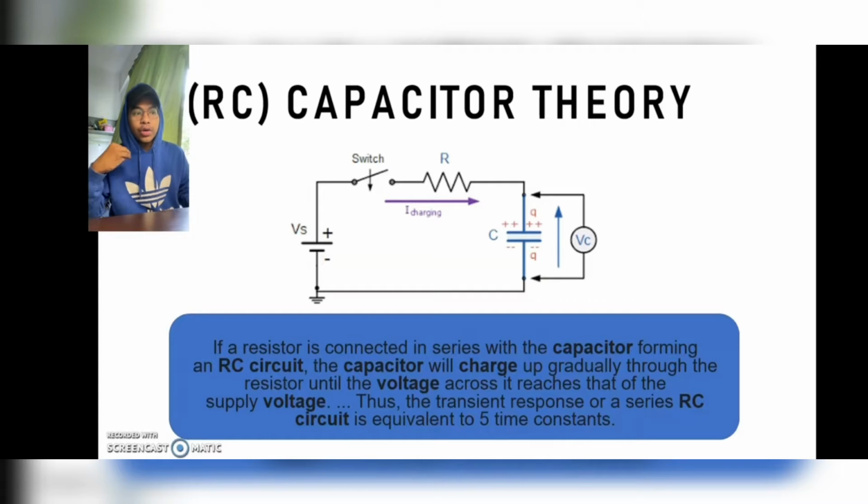So what we can conclude from this theory is, when the capacitor charges up gradually through the resistor until the voltage across it reaches the supply voltage, the transient response of the RC circuit will equal 5 time constants. That's the explanation about RC capacitor theory. That's why it is called RC capacitor theory.